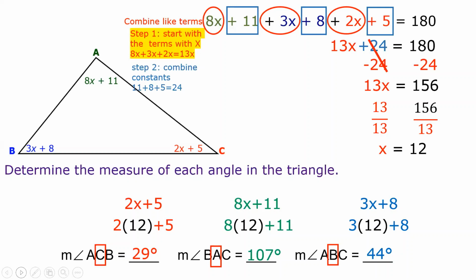If you add 107, 44, and 29, it will go to 180. And if it does not give you 180, when you add up all those values at the bottom, something went wrong when you solve for x, okay?